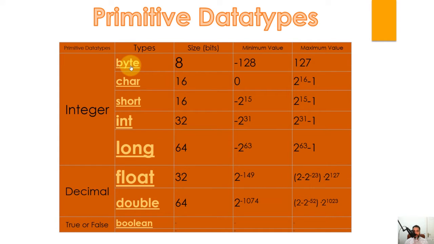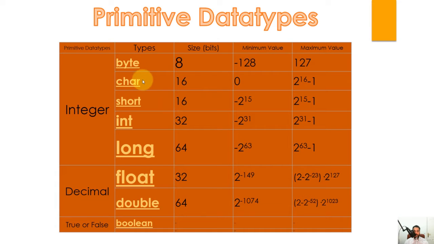First, we have the byte, and the size of the byte variable is 8 bits. The minimum value that a byte variable can hold is -128, and the maximum value that a byte variable can hold is 127.